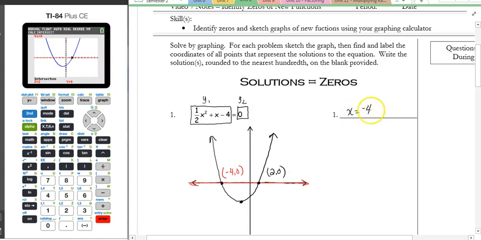I'm okay if you write x equals -4 or x equals +2. I'm not okay if you just write -4, comma, 2. I need an x equals in there.